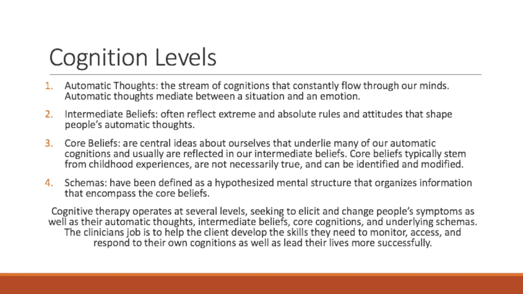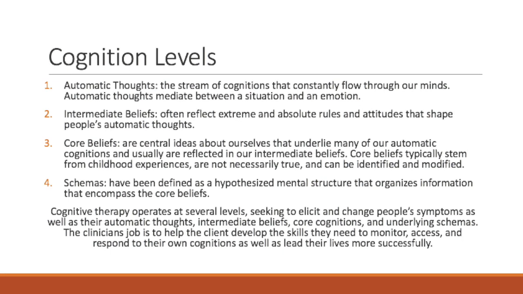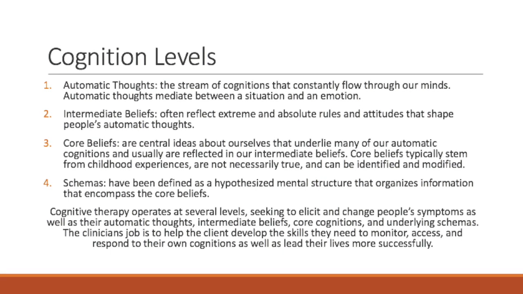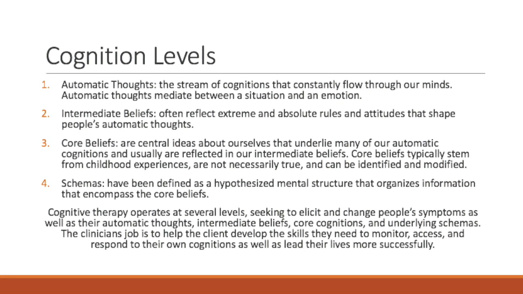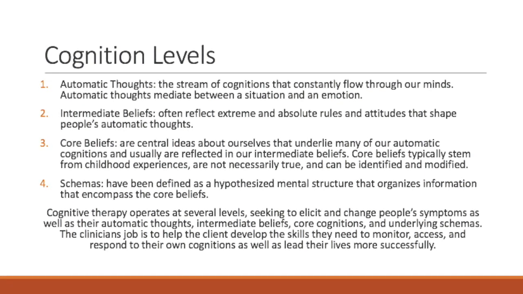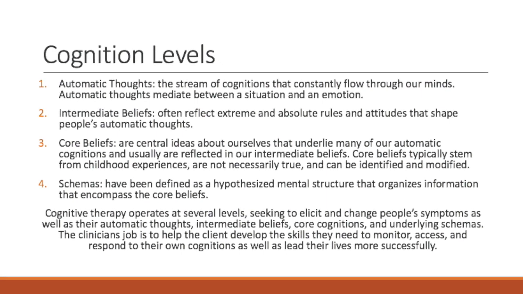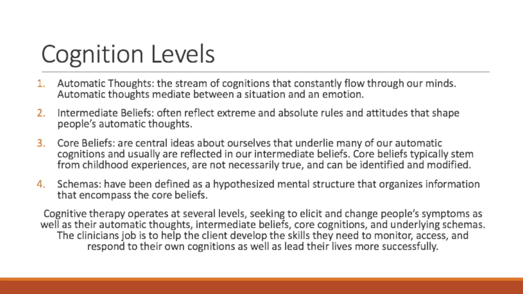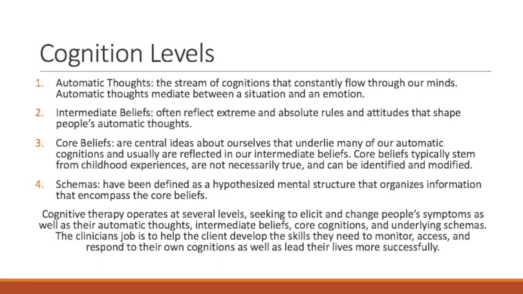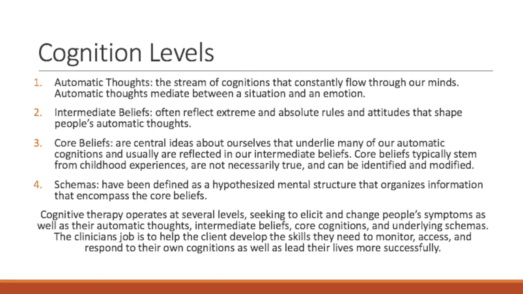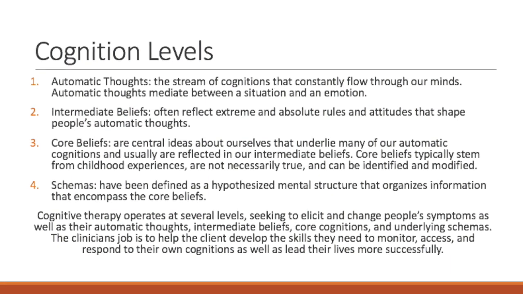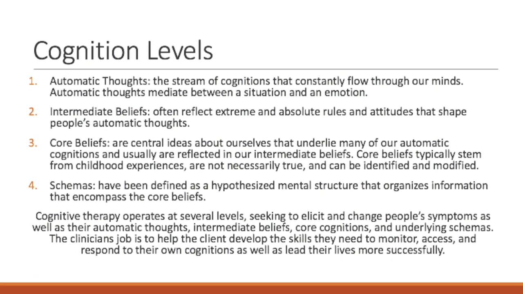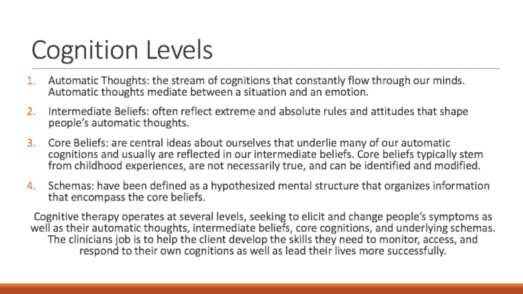There are 4 cognition levels. The first is automatic thoughts, the stream of cognitions that constantly flow through our minds. Automatic thoughts mediate between a situation and an emotion. Intermediate beliefs often reflect extreme and absolute rules and attitudes that shape people's automatic thoughts. Core beliefs are central ideas about ourselves that underlie many of our automatic cognitions and usually are reflected in our intermediate beliefs. Core beliefs typically stem from childhood experiences but are not necessarily true and can be identified and modified.